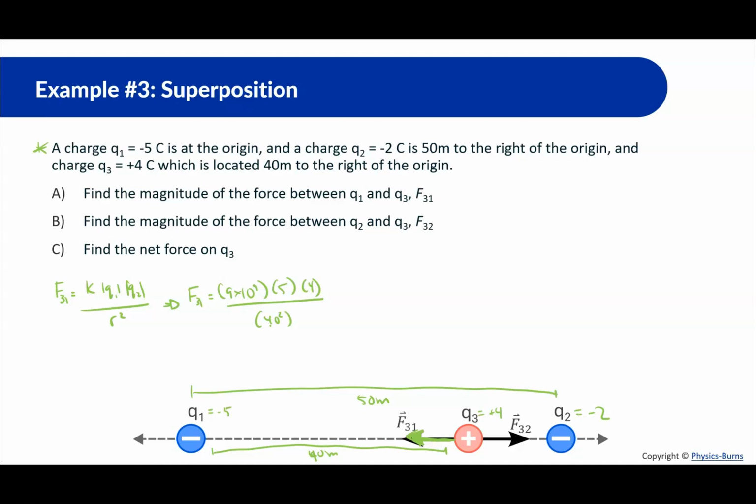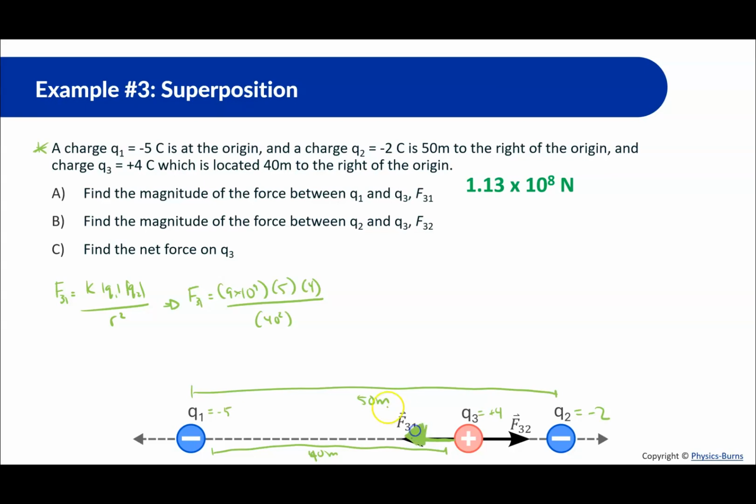I put it into my calculator: 9 times 10 to the power of 9 times 20 divided by 40 squared. And we get something like 1.13 times 10 to the 8 newtons. Okay, so that's what the value is going to be of this attractive force that's pulling it to the left.